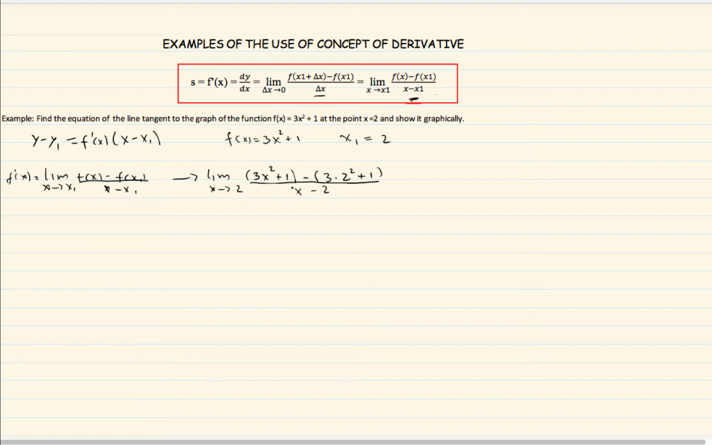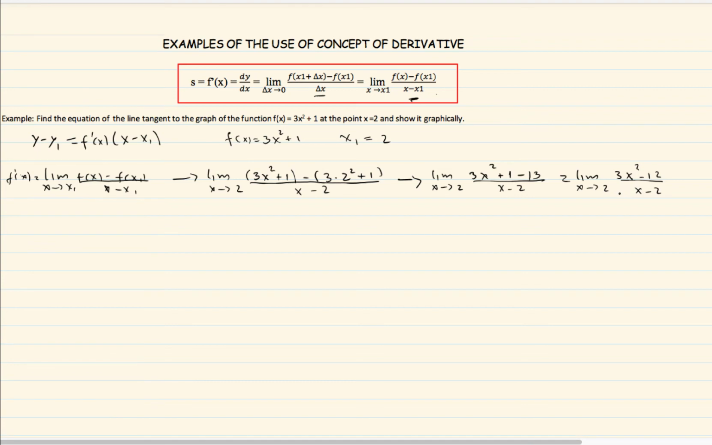See, we cannot replace this x here by 2 because we're going to have division by 0. So we have to try to operate it as smoothly as possible so we don't have these problems of division by 0, which is not allowed in maths. So we come with limit when x tends to 2 of 3x squared plus 1 minus, this is 4, 12 plus 1, 13, divided by x minus 2, which can also be said as limit of x tending to 2 of 3x squared minus 12 divided by x minus 2.